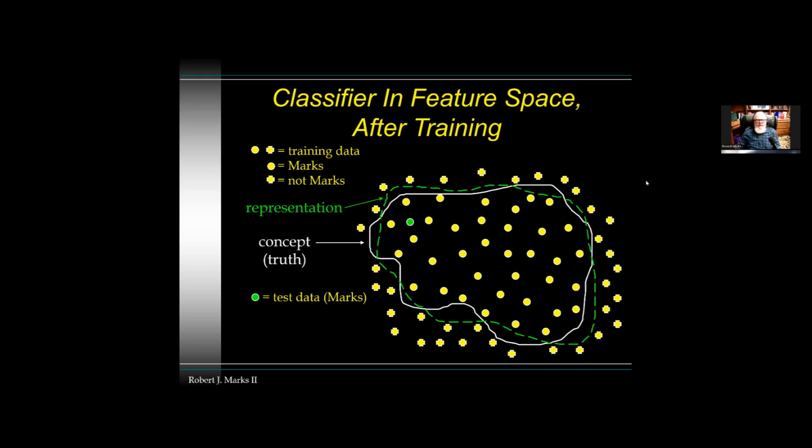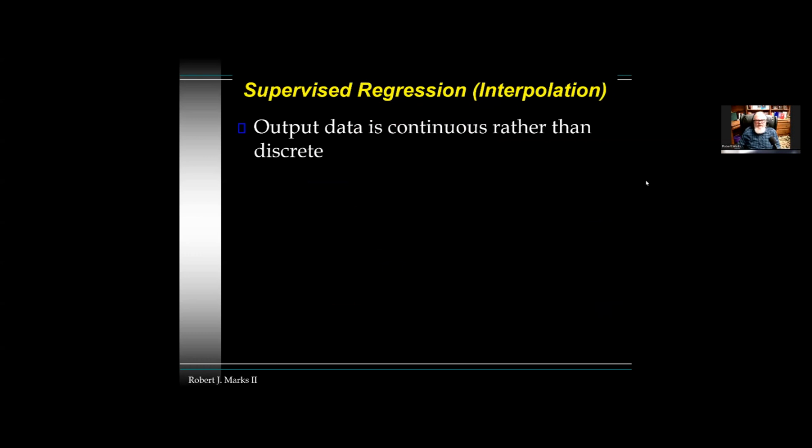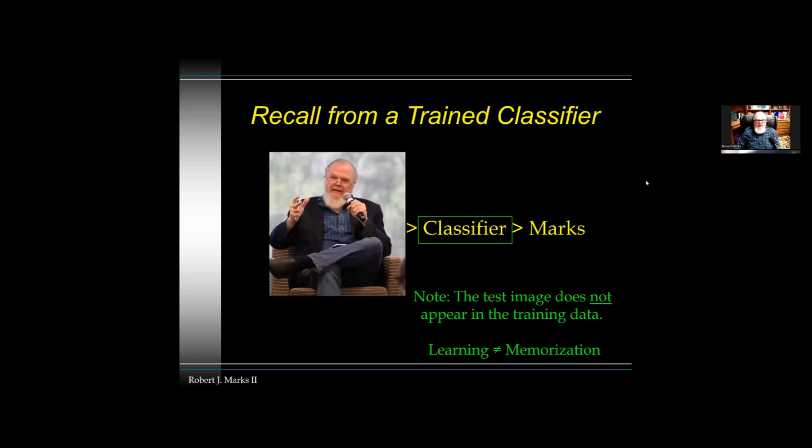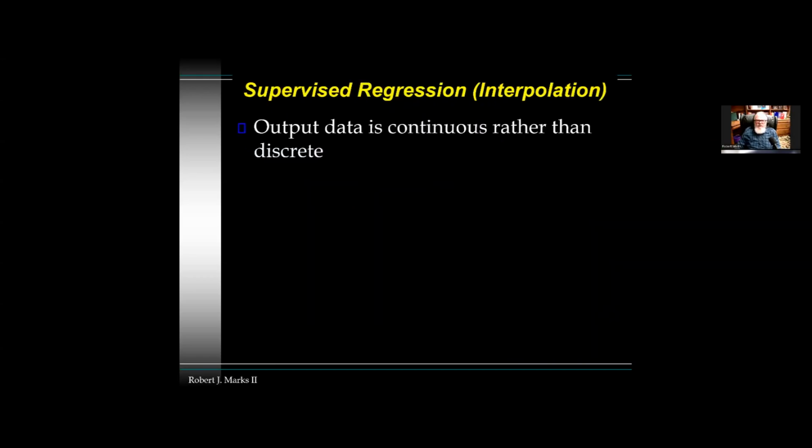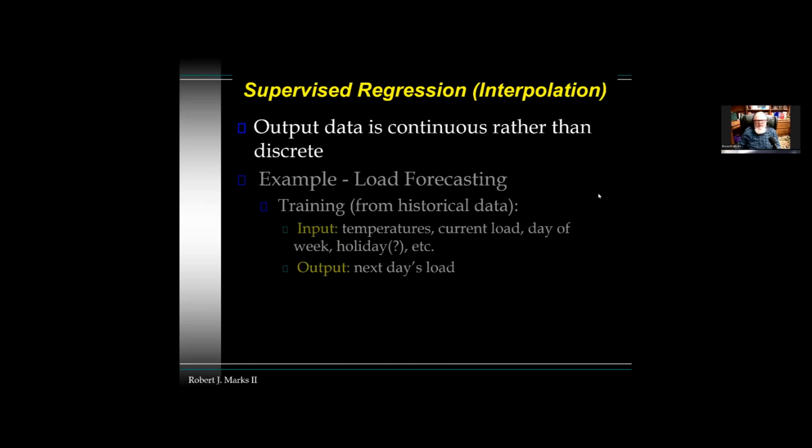Okay, let's go on. Supervised regression. This is interpolation. We've talked here about classification. Now, classification is either a one or a zero. You either get a yes or a no. It's a mark or it isn't a mark. Supervised regression is when the output data is continuous rather than discrete.